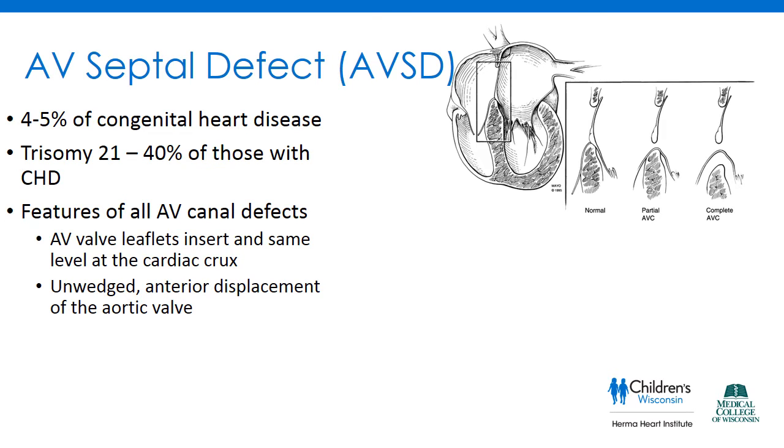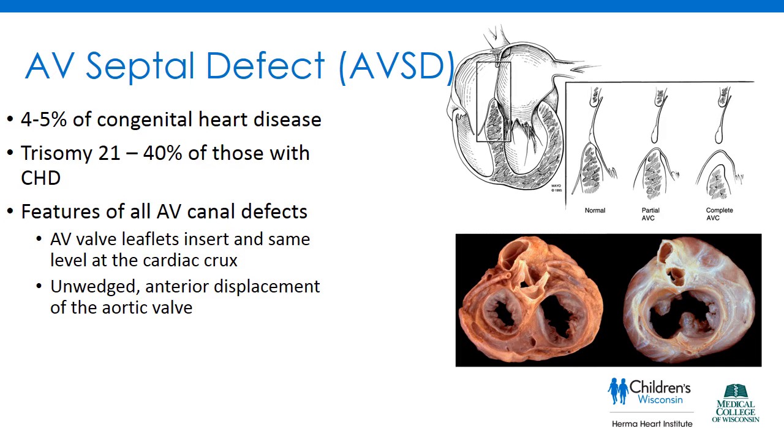These are just some cartoons showing the normal anatomy here. Whereas a complete AV canal, this is a side view. So this is the atrial septum here. This is the ventricular septum. This is some of the AV valve or the tricuspid mitral valve tissue. And you can see that there's a hole here as well as a hole here.